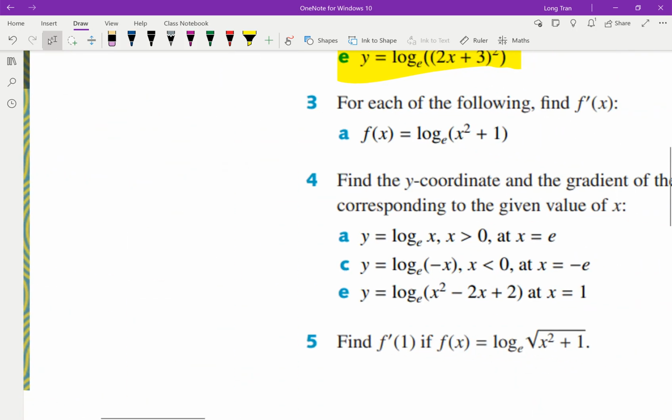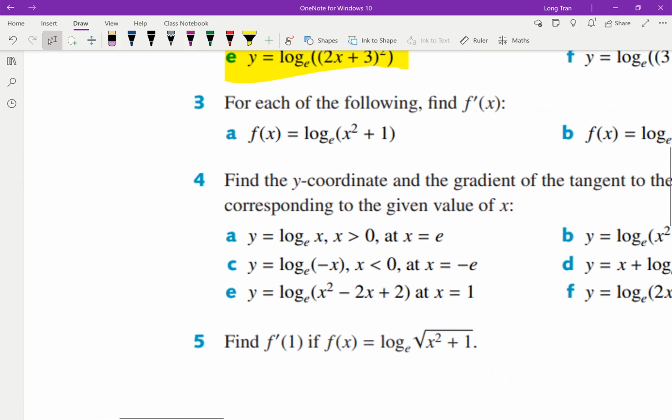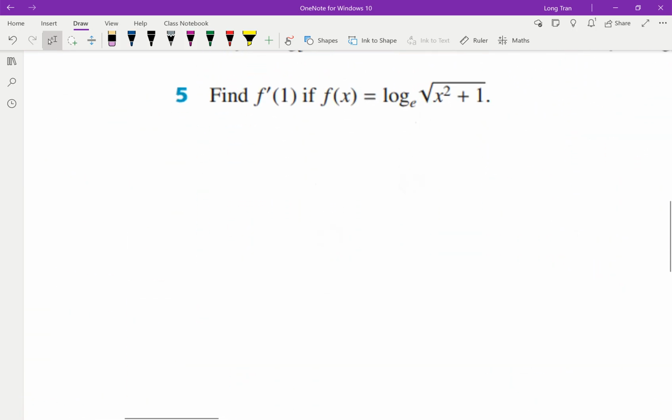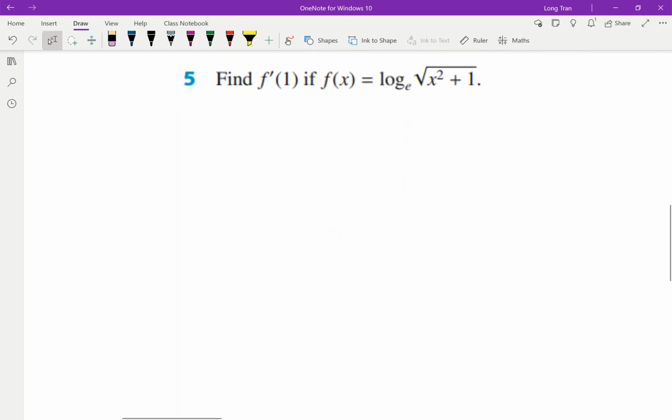Question 5 presents us with this problem. Let's read the notation. They want you to find the derivative when x equals 1. So essentially you sub 1 into the derivative equation. I'm just going to rub that out and make it look nicer. There we go. That's what you're doing.